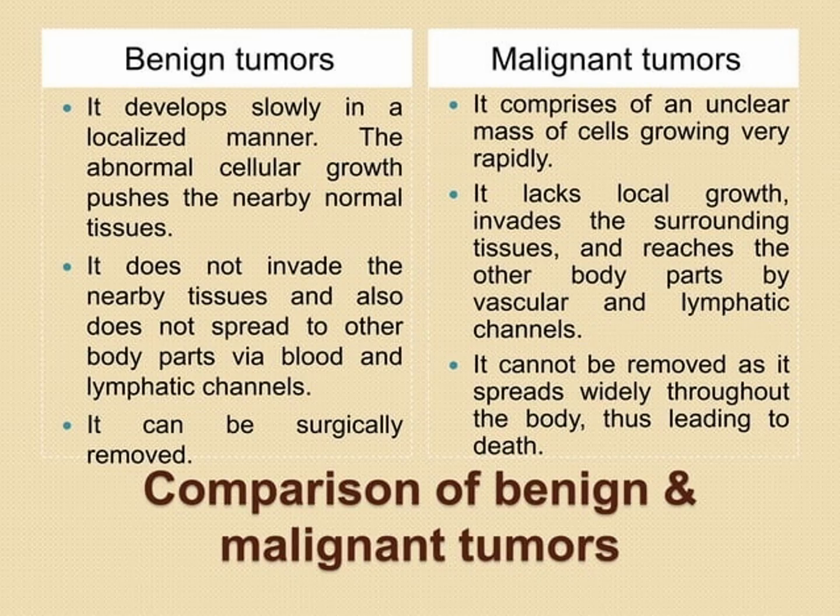And regarding malignant tumors, they comprise an unclear mass of cells growing very rapidly, and it is not localized. It lacks local growth and invades the surrounding tissues. This cancer cell or malignant tumor invades the surrounding tissues and reaches the other body parts with the help of vascular and lymphatic channels. This cannot be removed as it spreads widely throughout the body and thus leads to death.